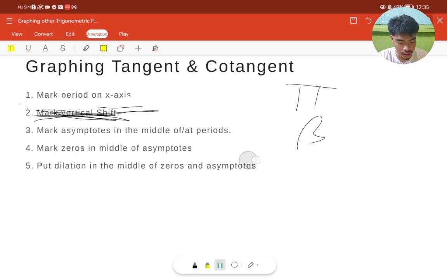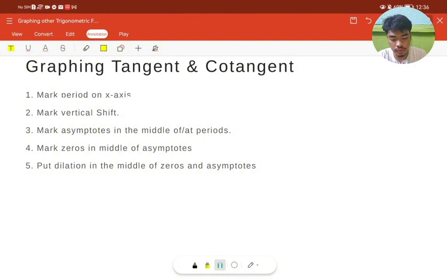Now, the third one is to mark asymptotes. Mark asymptotes in the midline or at period, to find where your vertical bolts belong based on the period and phase shift, and sketch them as vertical dashed lines. That is important.